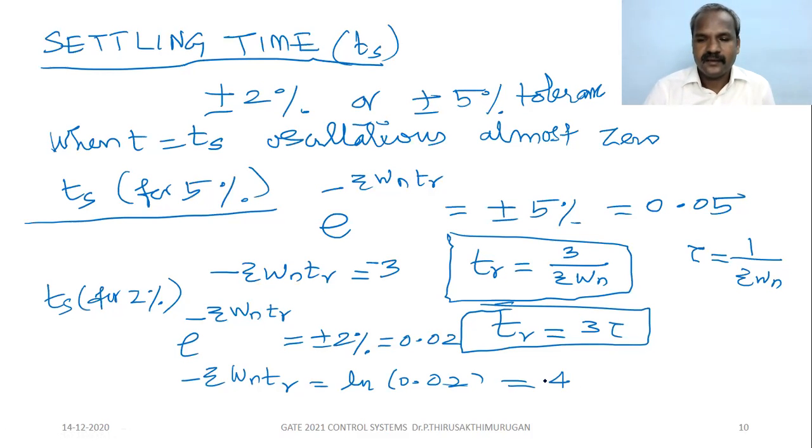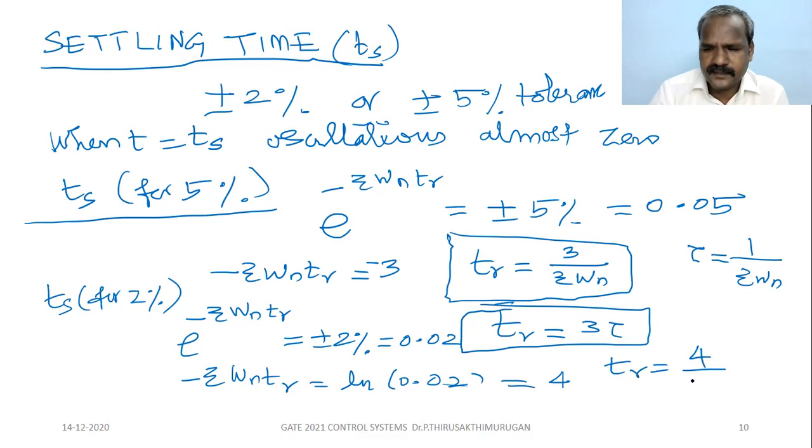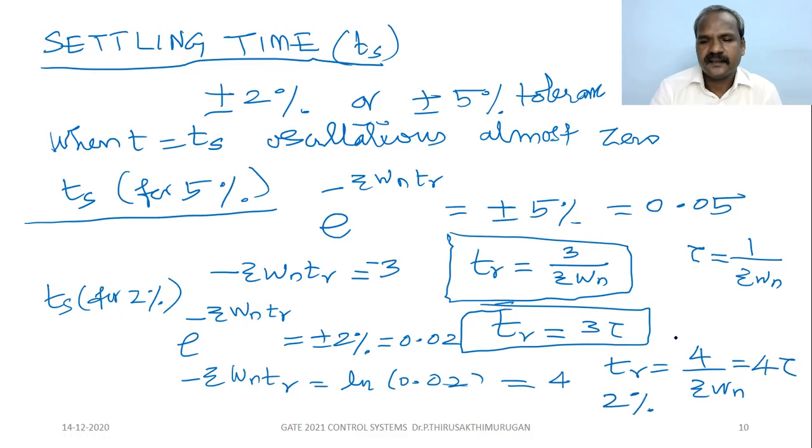So Ts for 2% tolerance equals 4 by zeta omega n, so 4 times tau. This is for 2% tolerance, and this is for 5% tolerance.